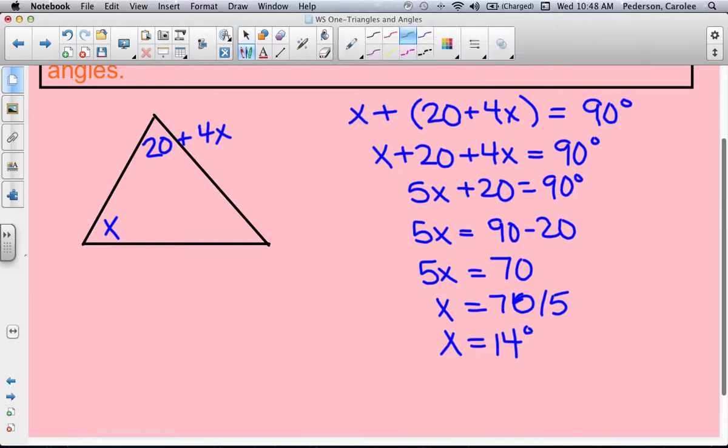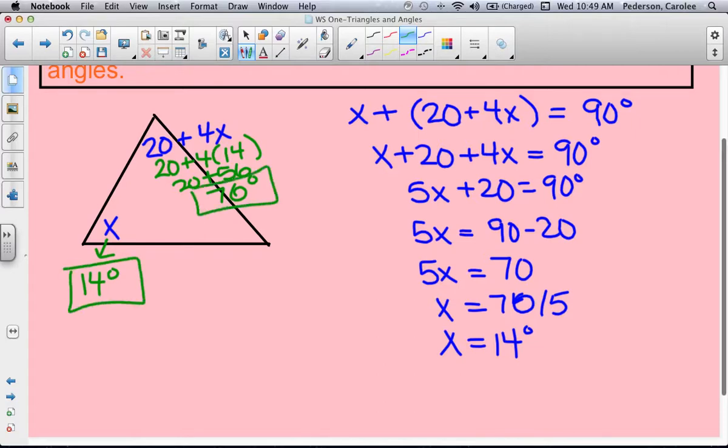So now if I come back over to my picture, this angle is 14 degrees. This angle is 20 plus 4 times 14. 4 times 14 is 56, plus 20, which is 76 degrees. If I add those two angles up, 14 degrees plus 76 degrees, we get 90 degrees.